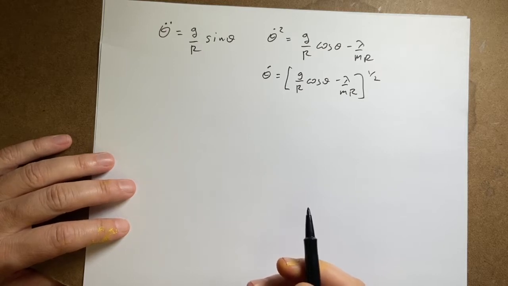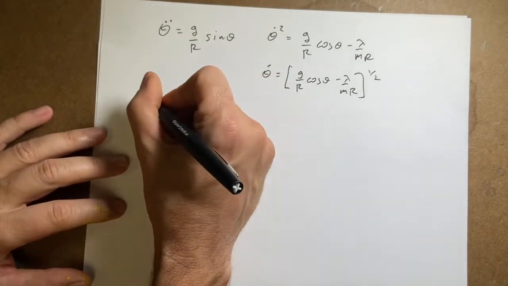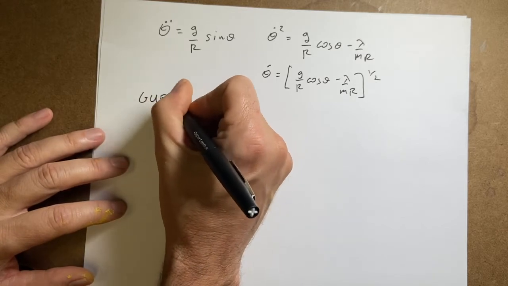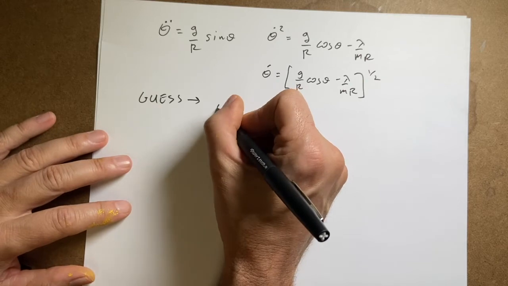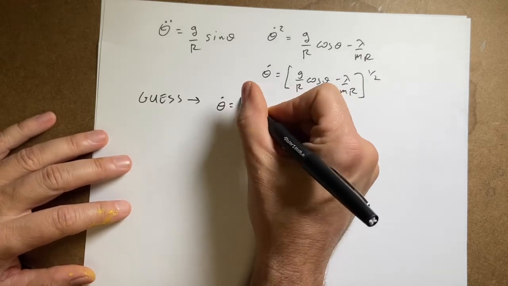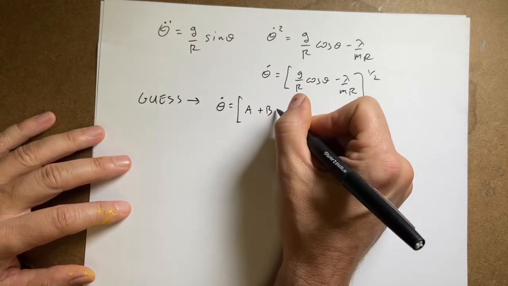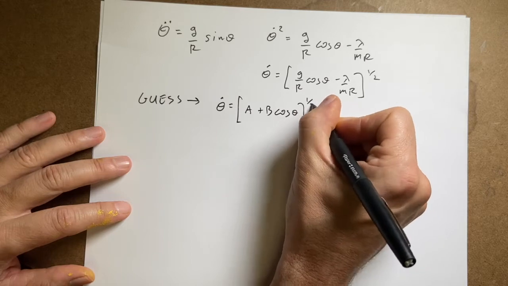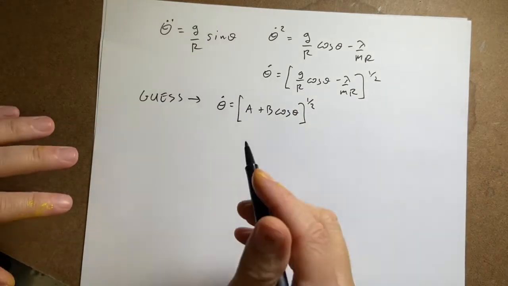Let's guess. The best way to solve a differential equation is to guess. And I found this online, and I'll put the link down below. But let's say I guess that theta dot is equal to a plus b cosine theta, all to the 1/2. Let's say that's my solution, where I don't know a and b.